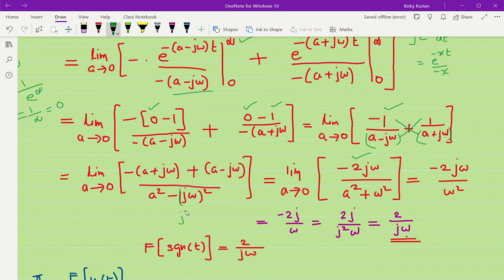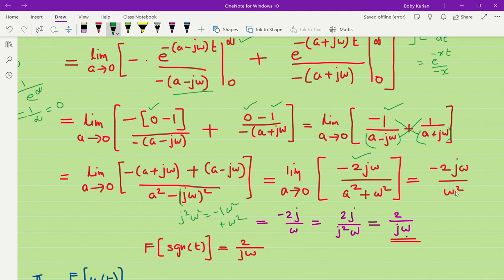j square omega square, j square is equal to minus 1. Okay, minus 1 into omega square, that means minus omega square. This one is minus omega square, here there is a minus, so that will become plus omega square. So the denominator is a square plus omega square. So the numerator is minus 2j omega divided by a square plus omega square, limit a tends to 0. When we apply 0 to a, that will become minus 2j omega divided by omega square.